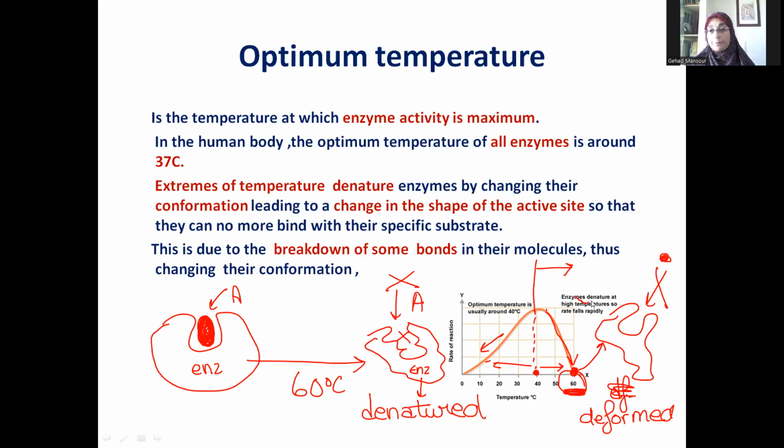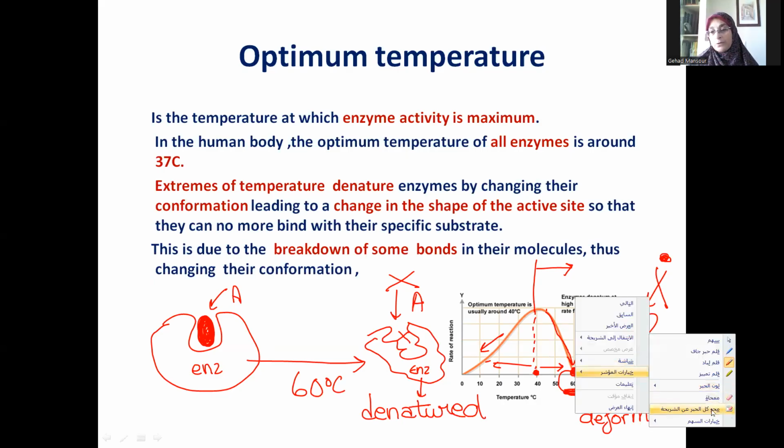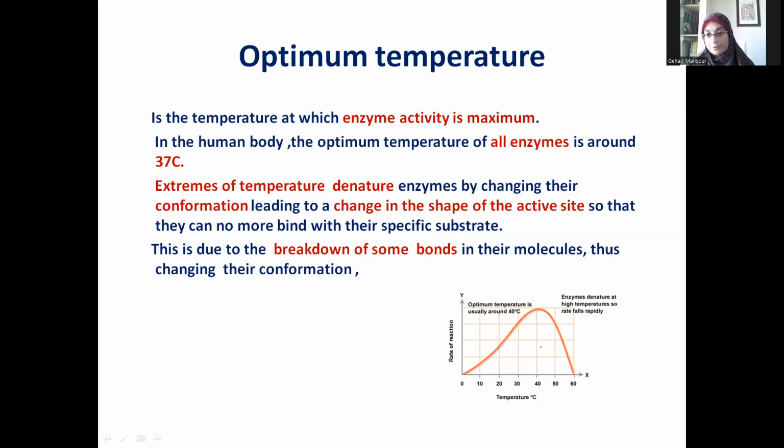This is what happens when you increase the temperature. So when you increase the temperature at the maximum, like 60 here, there is denaturation that occurs. There is a deformation or deformity that occurs in the enzyme molecule. You have now a deformed enzyme molecule that is no more capable of doing its function or carrying out its function.